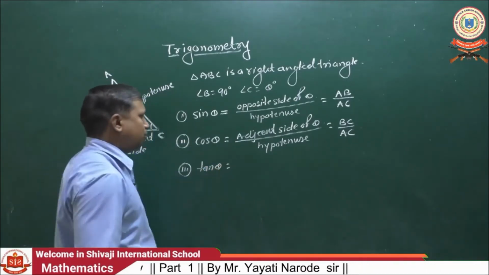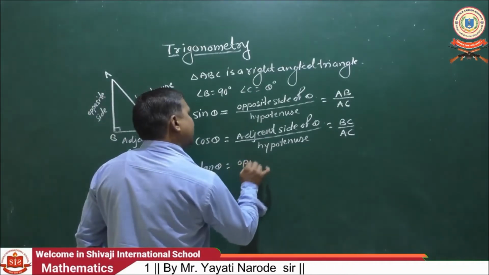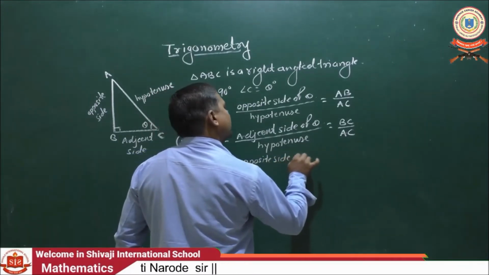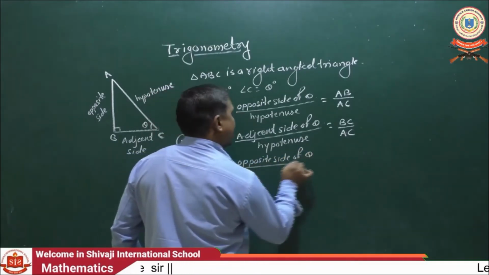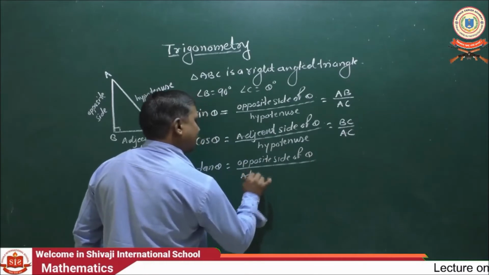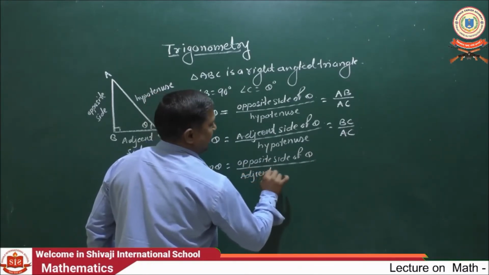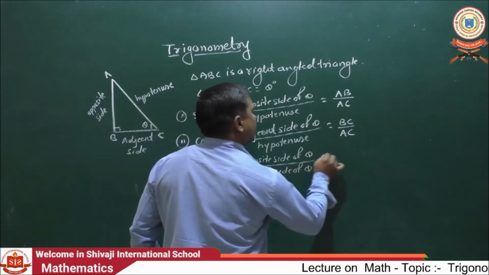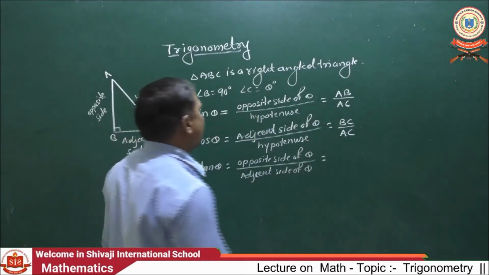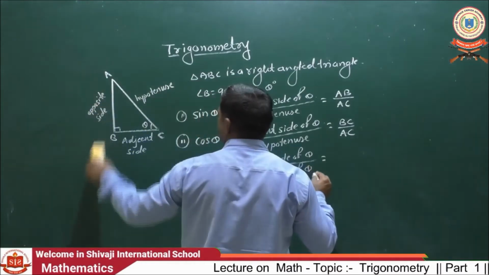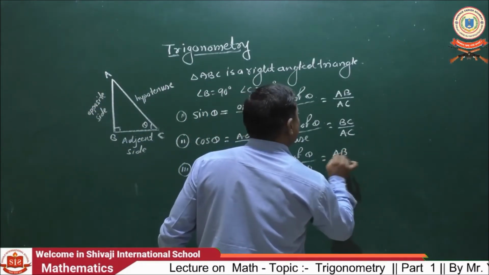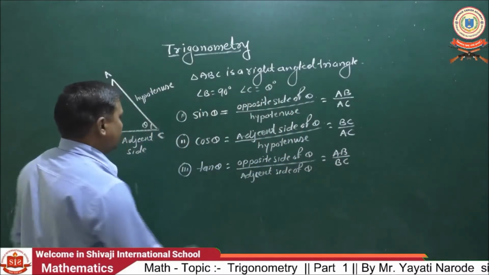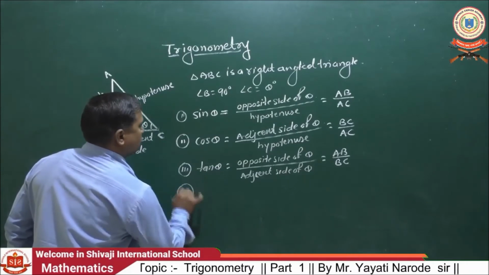Then the third one is tan theta. Tan theta is equal to the opposite side of theta divided by the adjacent side of theta. Therefore, tan theta is equal to AB, the opposite side, upon BC, the adjacent side. So AB upon BC.